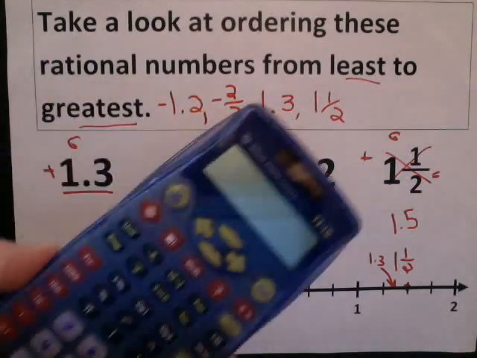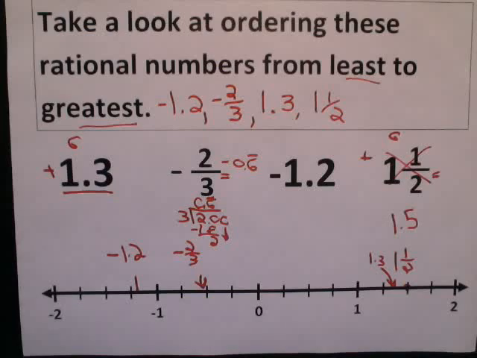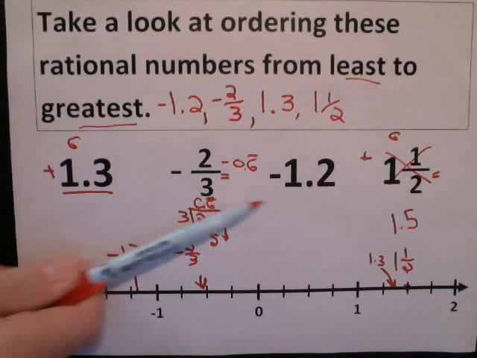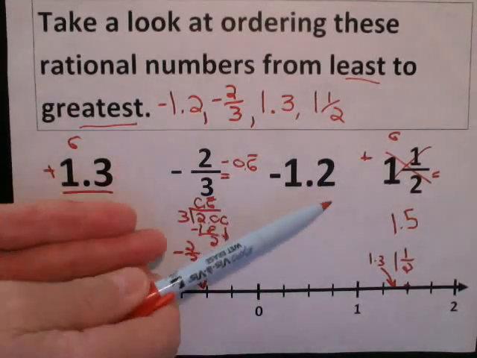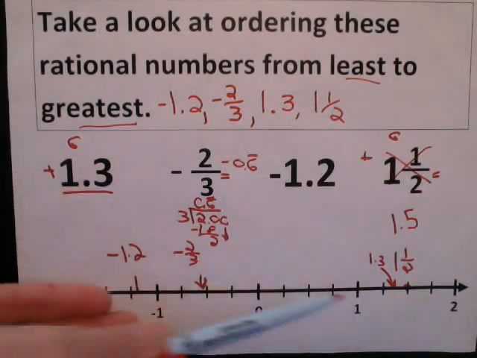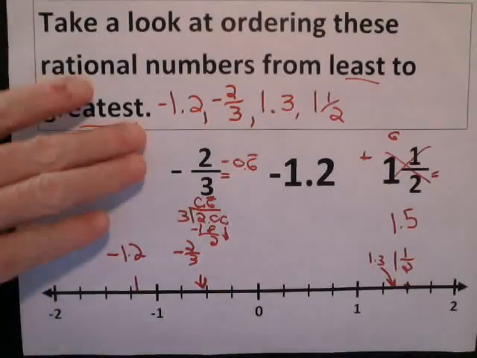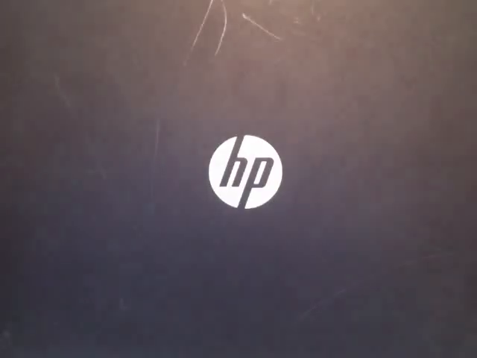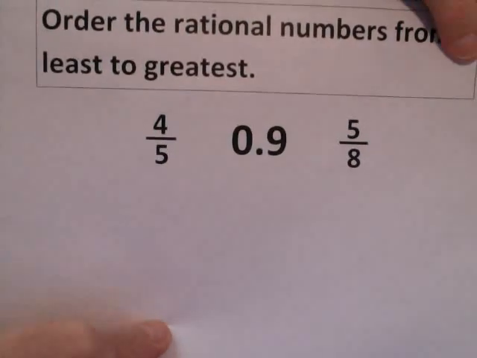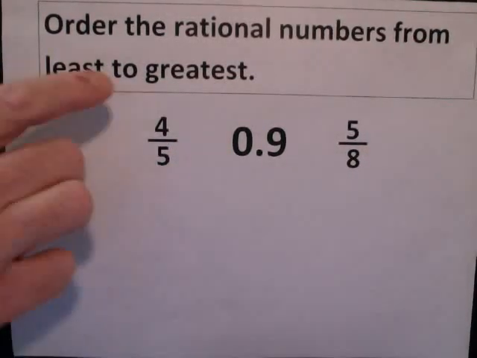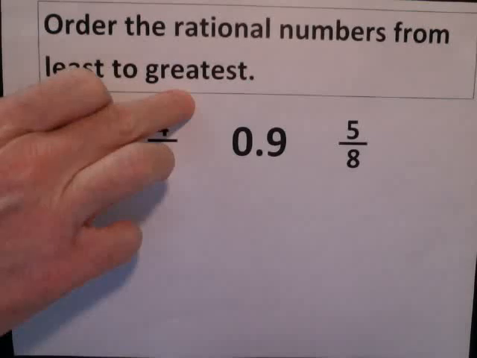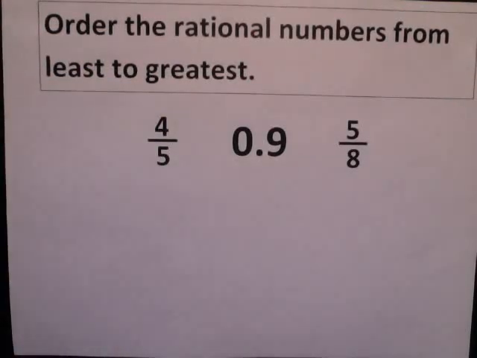Remember that you can always use your calculator, and that if you look over the numbers from the beginning, usually you can identify your greater ones and your lower ones just by looking at them and thinking of them on the number line. So why don't you give ordering rational numbers a try on your own? Go ahead and pause the video and see if you can order these from least to greatest.